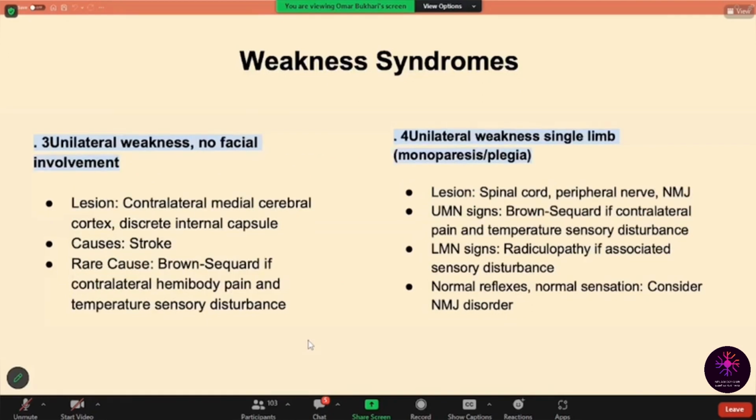Type 3, or syndrome number 3, unilateral weakness, no facial involvement. It can be due to a contralateral medial cerebral cortex lesion or discrete internal capsule lesion, also caused by stroke. Rare causes can be Brown-Séquard syndrome, with contralateral hemibody pain and temperature sensory disturbance. Number 4, unilateral weakness, single limb, such as lesion in the spinal cord, peripheral nerve, neuromuscular junction. We will see upper motor neuron signs, also lower motor neuron signs, and it will be normal reflexes, normal sensation.